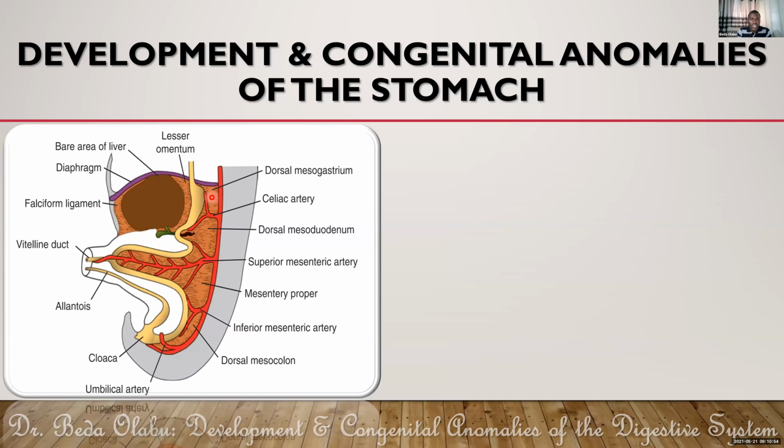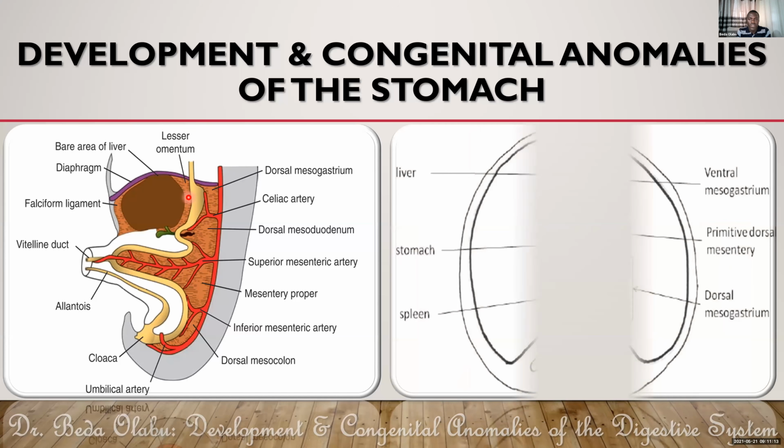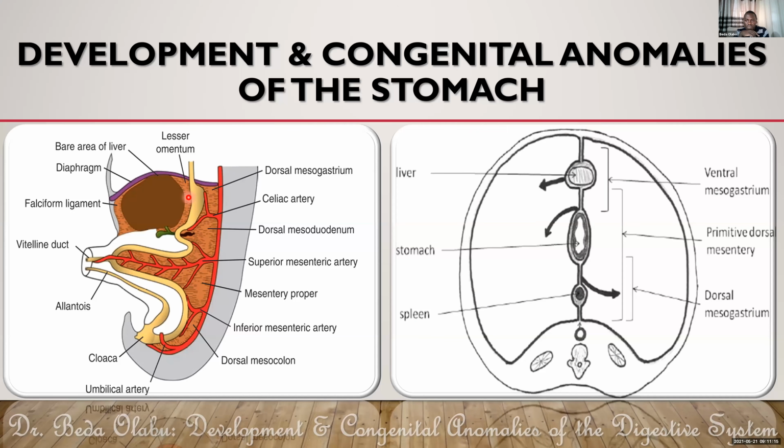When the stomach rotates, we can see that the dorsal mesogastrium is attached to the greater curvature. So that means that the dorsal mesogastrium will go with the greater curvature to the left. And the ventral mesogastrium will go with the lesser curvature to the right. Those are the implications of the mesogastrium.